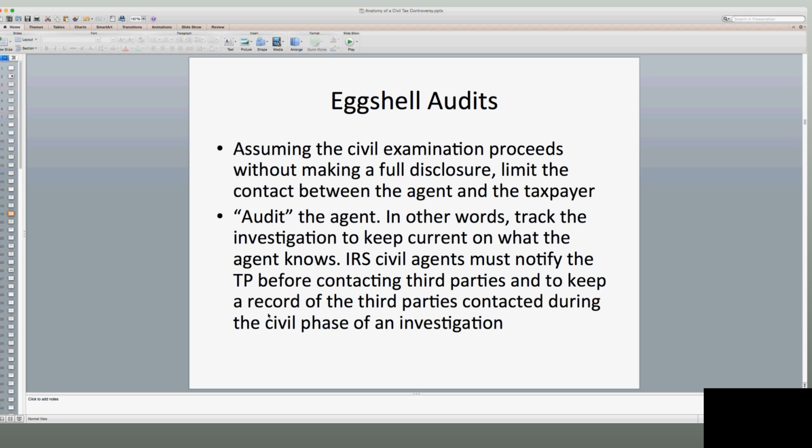Assuming the civil examination proceeds without making a full disclosure, you of course want to limit the contact between the agent and your client, and this is for obvious reasons. You don't want the taxpayer getting on the phone with the agent or going in person to an interview with the agent, because of course things that are said by the taxpayer could potentially be used against him or her at a criminal proceeding. And there are, of course, a number of safeguards in place, not the least of which is the Fifth Amendment right against self-incrimination. So we want to protect our clients.